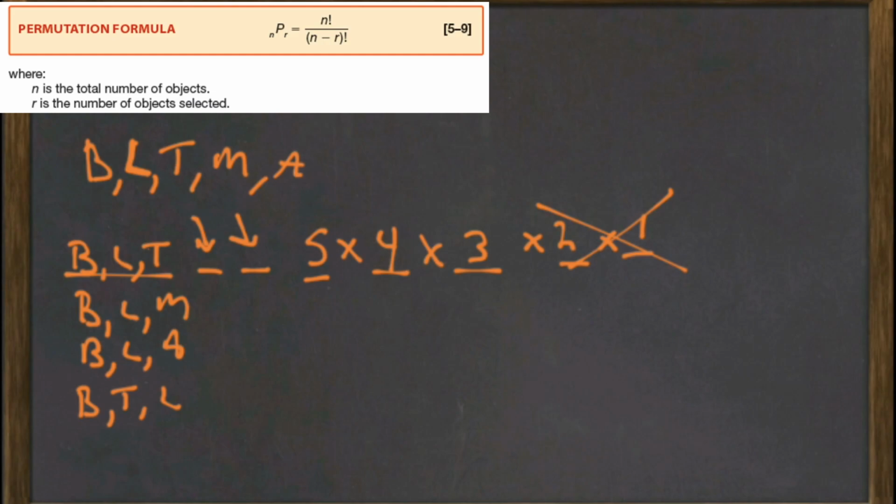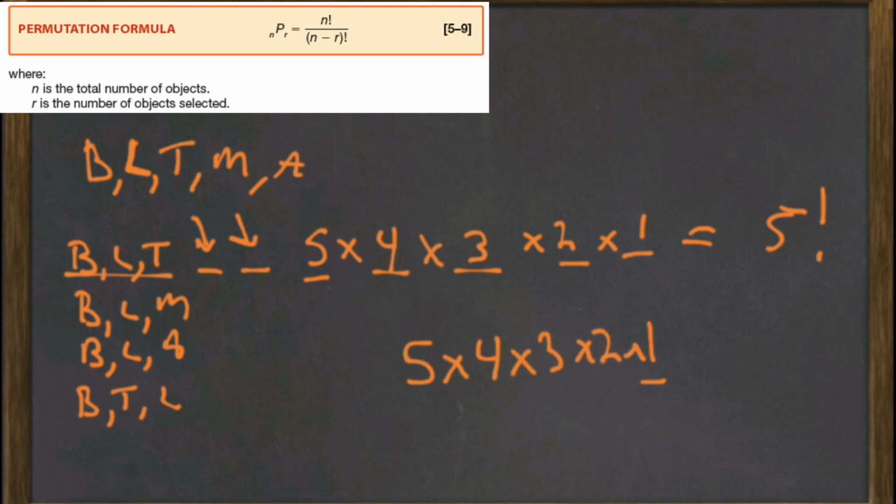Now, we know quickly how to calculate how many different orders we could put all 5 items in, right? And that's 5 factorial. But here we want to remove the 2 and the 1. Okay, and so how do we do that? Well, we're going to put that on the denominator. So we want 5 times 4 times 3 times 2 times 1. We're going to divide by 2 times 1.